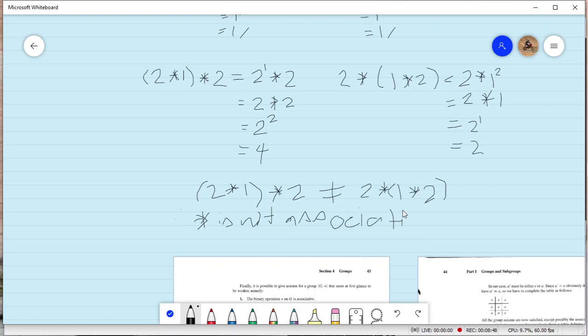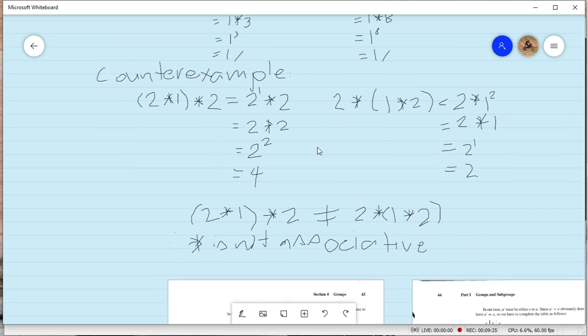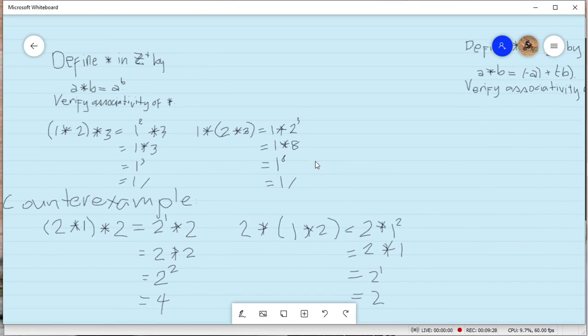So we can get a conclusion from an example wherein the statement does not hold. We actually call this a counterexample. So a counterexample disproves a statement. But an example, as I've said earlier, where the statement holds true does not actually prove anything.